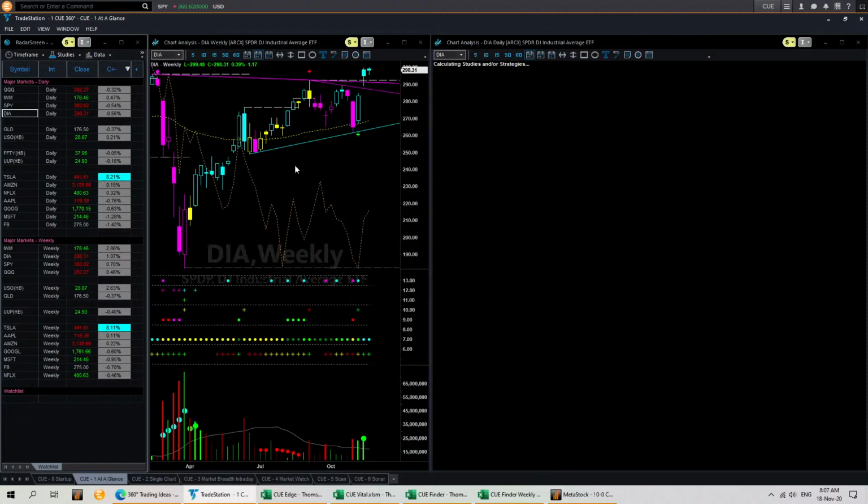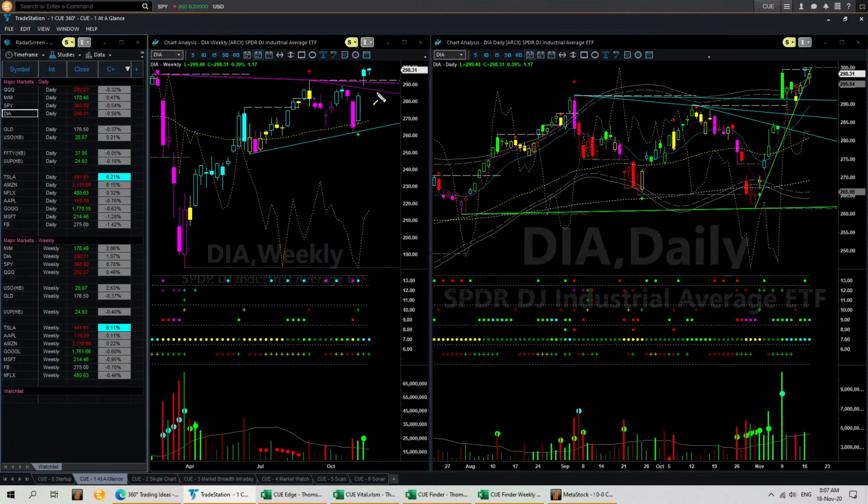DIA, Dow Jones Industrial Average ETF. This is similar to SPY, made new high. The candle shape is more bullish than SPY. Yesterday's candle shape was also bullish. At the upper boundary level, therefore overbought, we may not buy now.